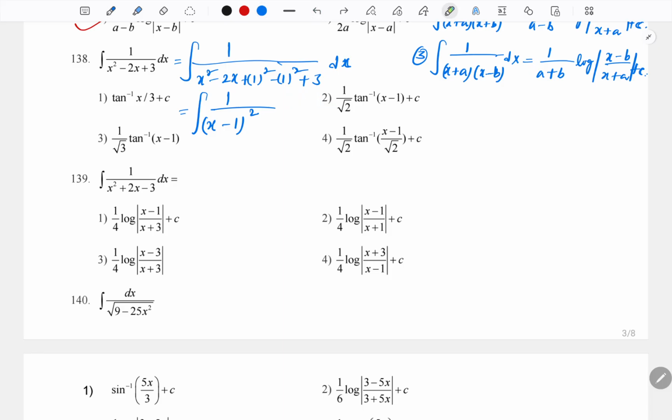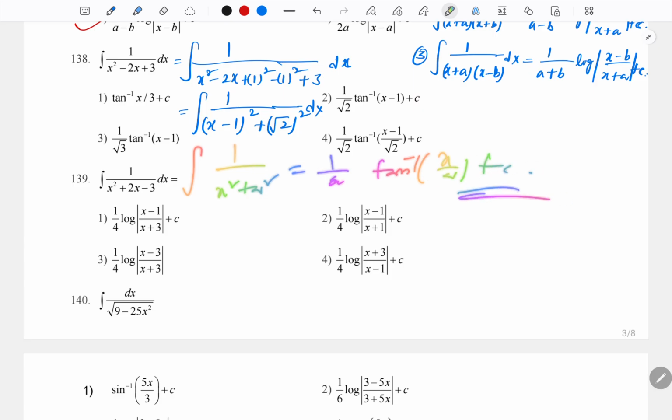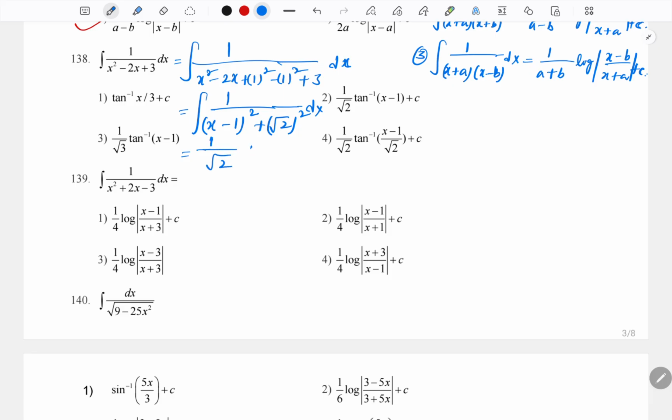Then it becomes x minus 1 whole square plus root 2 whole square times dx. Now it's a standard form, integral 1 by x square plus a square. The simple answer is 1 by a tan inverse x by a plus c. Right, compare and write down. Then 1 by a, what is the a value here? Root 2. Tan inverse x, instead of x, x minus 1, by a root 2, plus c.